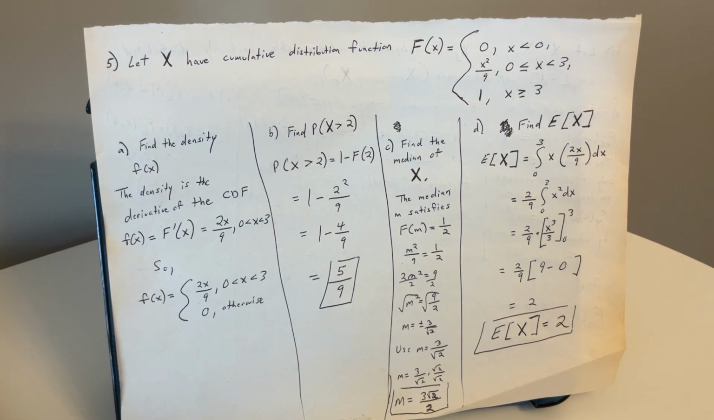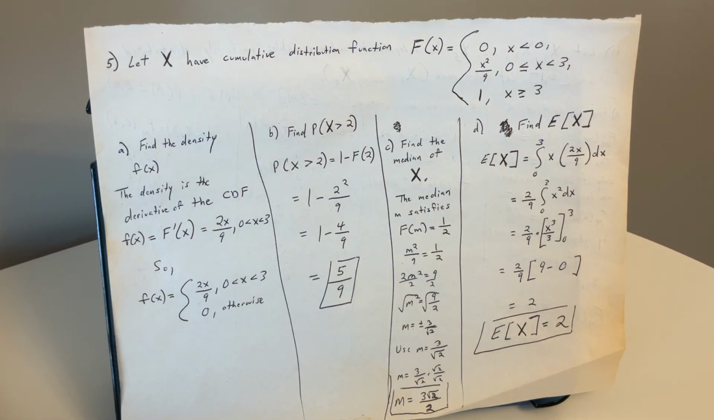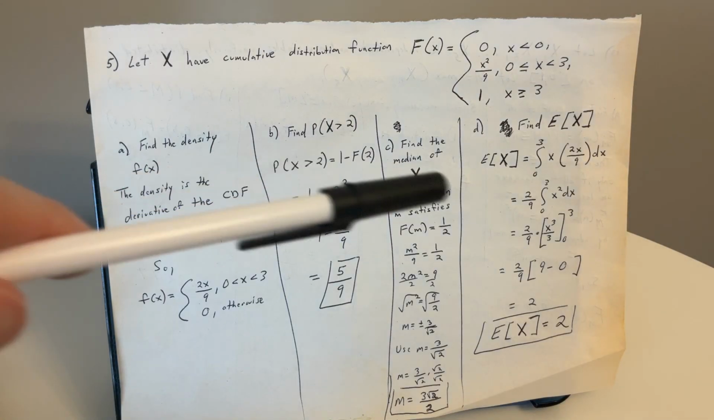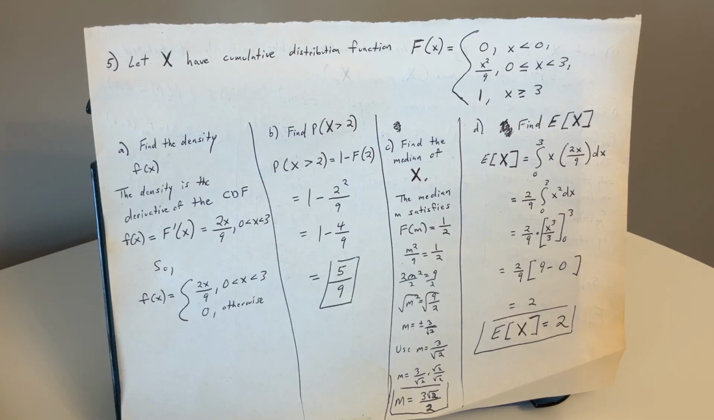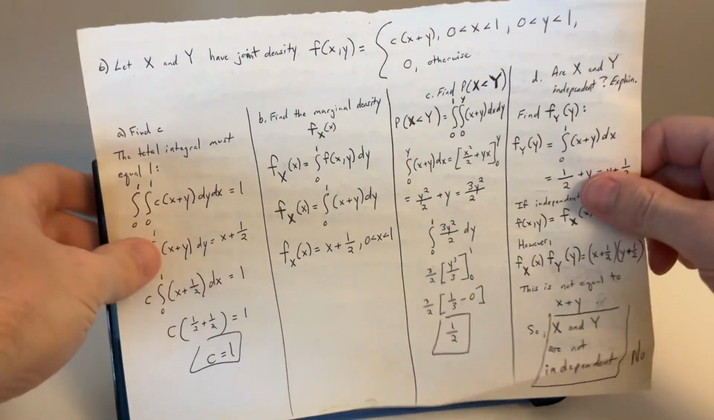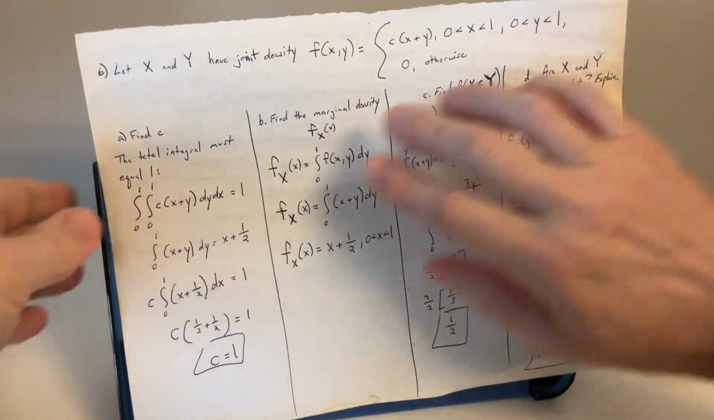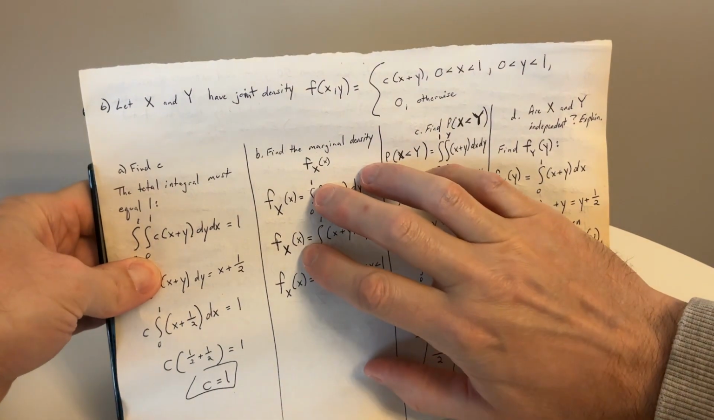For part D, find the expected value of X. So, expected value of X here, integrate from 0 to 3. And that's going to be x times the 2x over 9 dx. Using our integration, we wind up with 2. So 2 is our expected value here. Okay, moving along. Number 6. Okay, so number 6, we have the following.